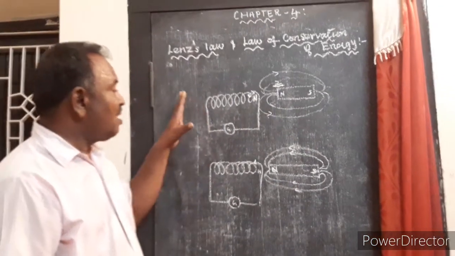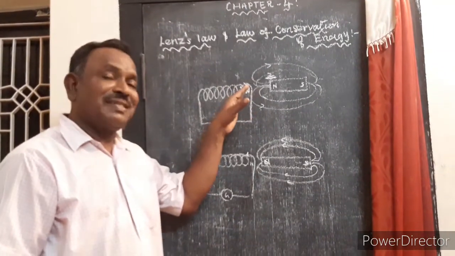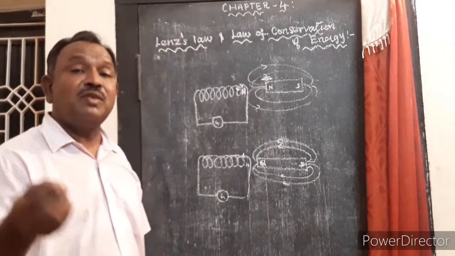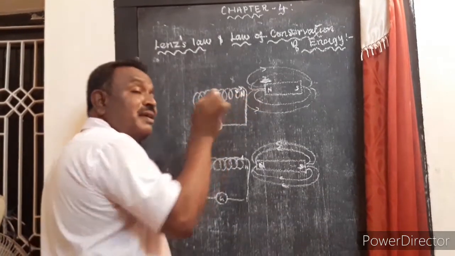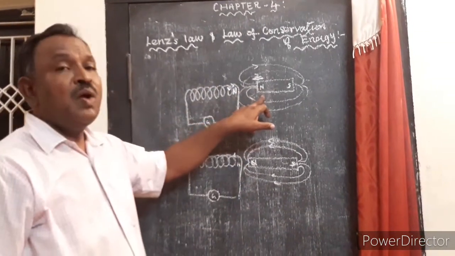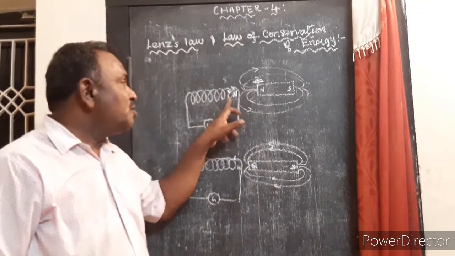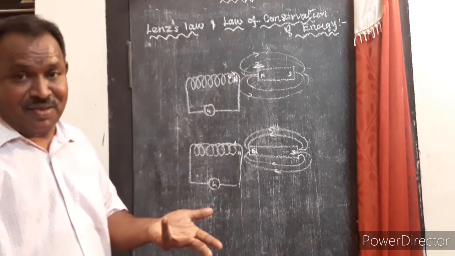So Lenz's law clearly tells that this opposing force is exerted by the induced EMF on the magnet. So I have to spend energy to move the magnet. Spending energy to move the magnet produces induced current, and finally the induced current in the coil is dissipated in the form of heat energy.